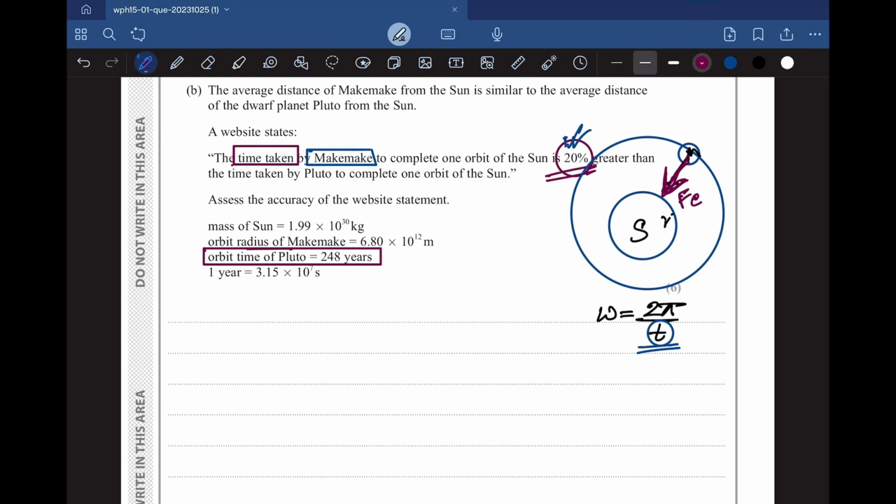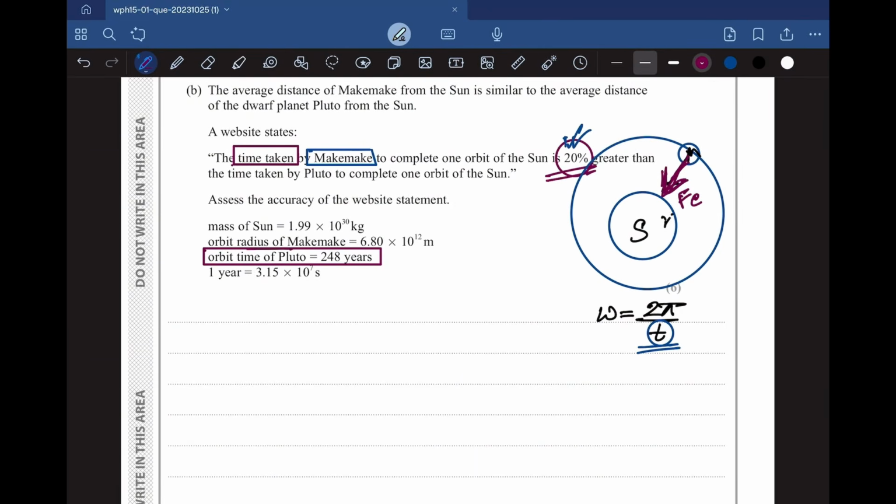the sun will be exerting a force on the Makemake in this direction, and there must be a perpendicular force to the direction of motion of the Makemake for it to move in a circular motion as it is orbiting the sun. So there must be a centripetal force, and this centripetal force is exerted by the sun on the Makemake in the form of the gravitational force.